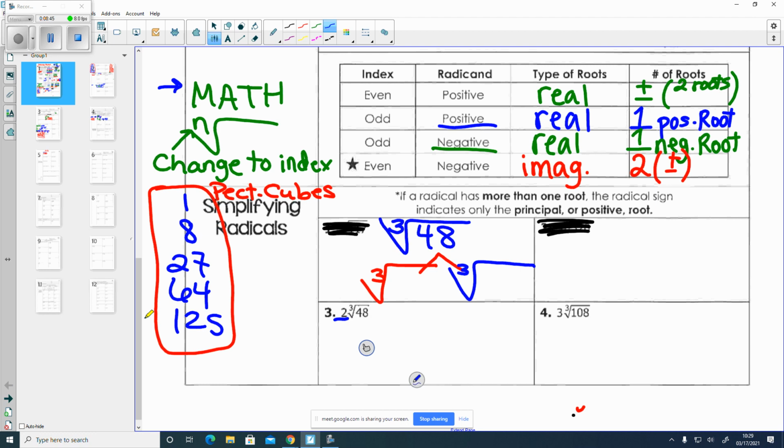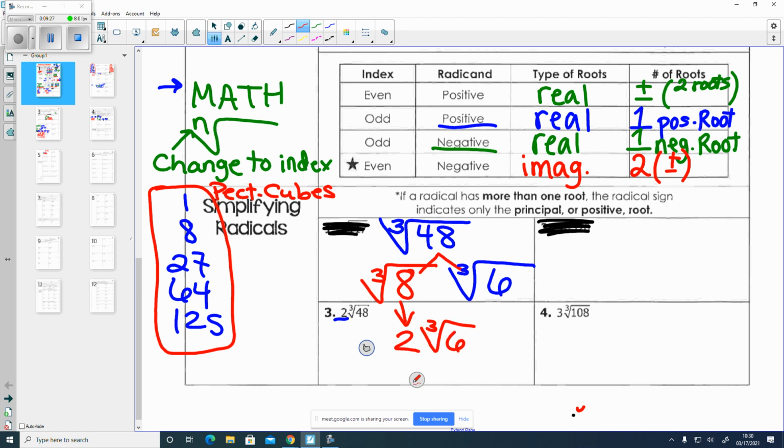So 8. 8 times what? 8 times 6. Is one of these in my perfect cubes? Yes. So what is the cubed root of 8? 2. Can I simplify the cubed root of 6? No, because 1 is a weird one, but my lowest is 8. So 6 isn't going to work. So 6 is going to stay under the radical.